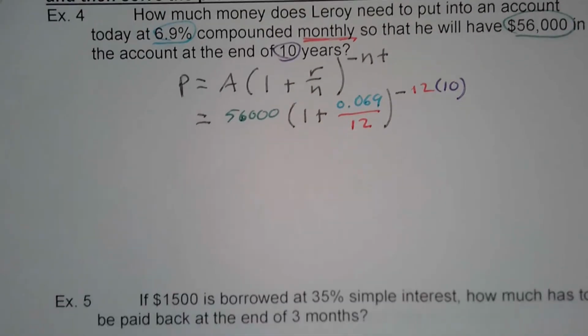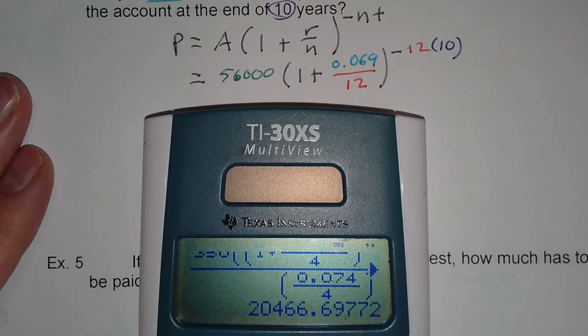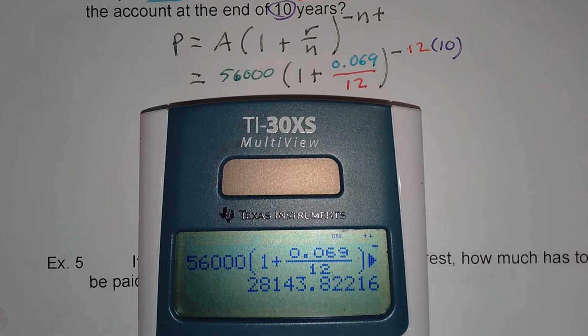And now, so go ahead and put that on your calculator. So we'll have 56,000, 1 plus our fraction key, 0.069 over 12, hit the right arrow, parentheses, caret key, make sure you use the negative sign next to the enter key, 12 times 10. And that gives us $28,143.82.